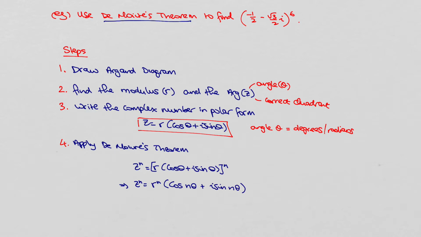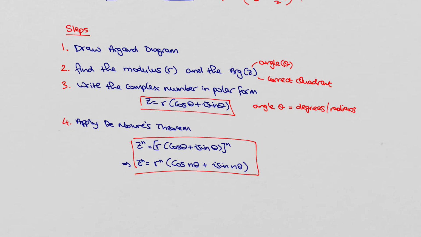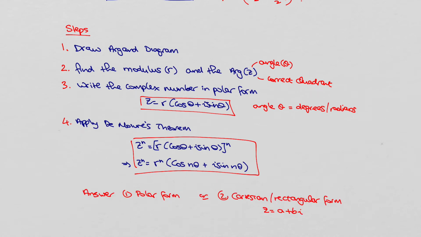The question will either ask you to write the answer in polar form or Cartesian form. So if it's in polar form, you must make sure you simplify, and if it's in Cartesian form, then you write it in the form of a plus bi. So polar form, r cos theta plus i sine theta, or Cartesian or rectangular form, z equals a plus bi. Okay, so let's have a look at this question.